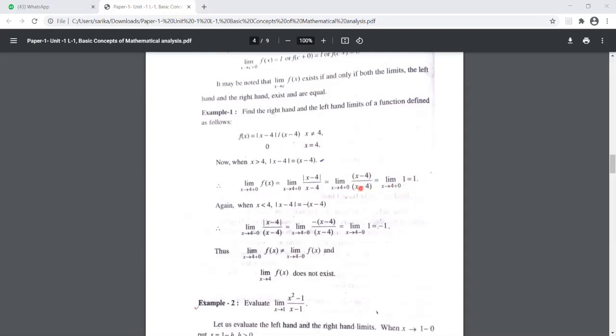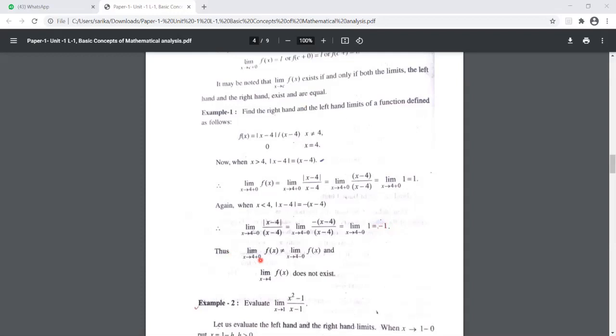So it is 1. Again, if x is less than 4, this value will become negative, so the mod of this will become negative. So limit as x tends to 4 minus 0 of mod of (x minus 4) upon (x minus 4) is equal to limit as x tends to 4 minus 0 of minus (x minus 4) by (x minus 4). So it became minus, so the value becomes minus 1.